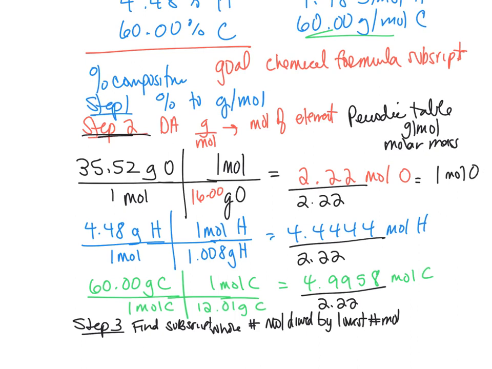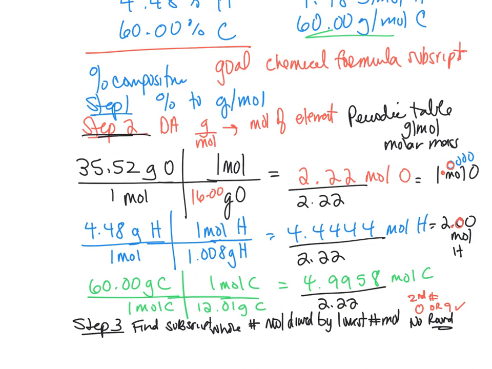Well, 4.4444 divided by 2.22 is 2.00 mole of hydrogen. And you can't round on this. No rounding. So this is 1.0000. The second number after the decimal has to be either a 0 or a 9 for it to be like a whole number. All right, so let's do the next one, and you're going to see the problem with that.